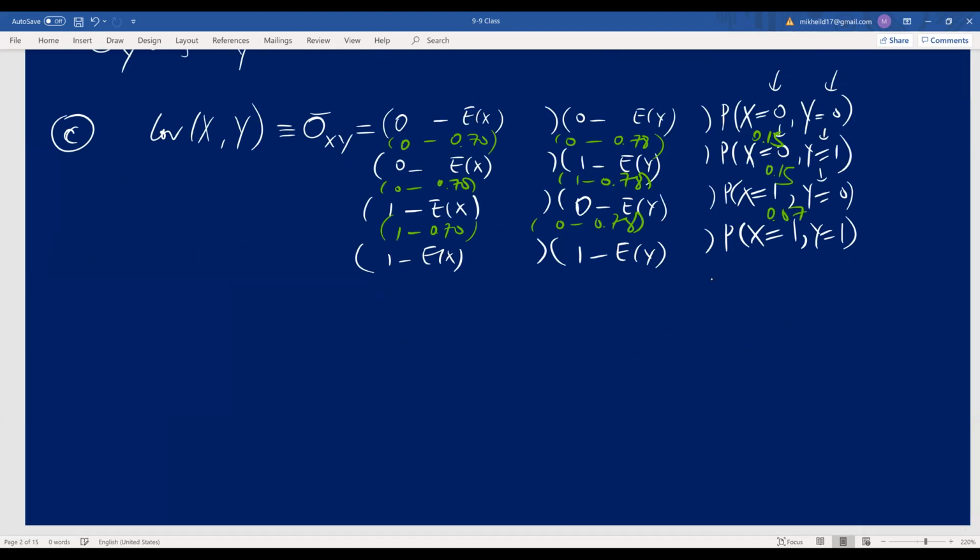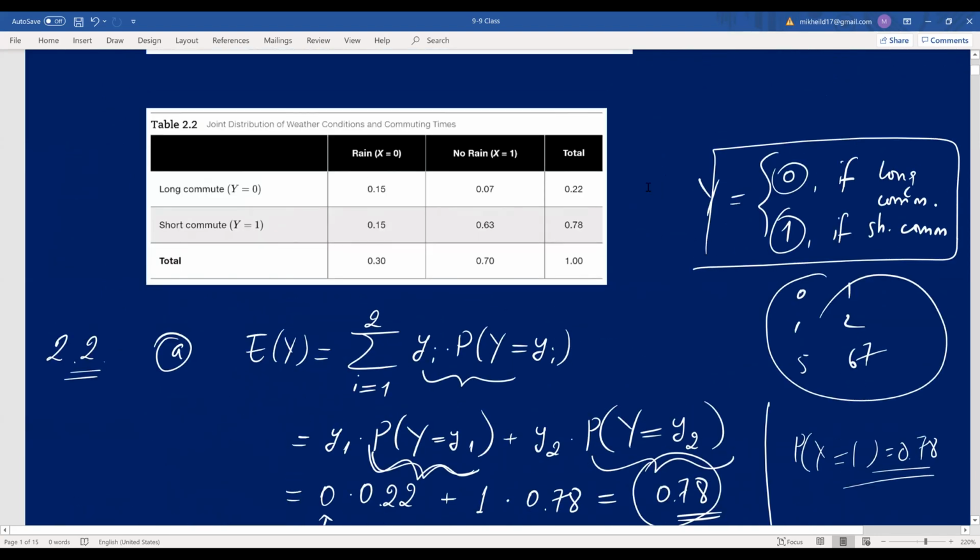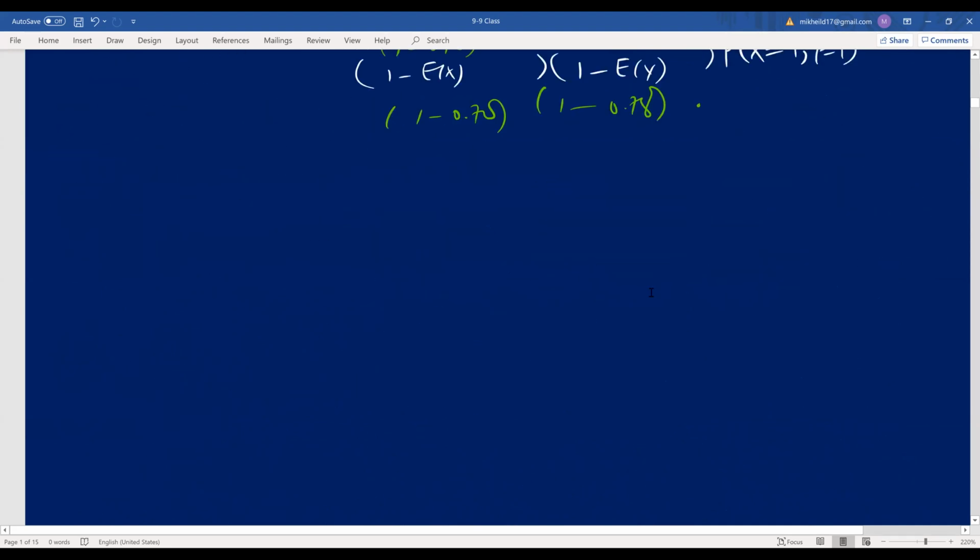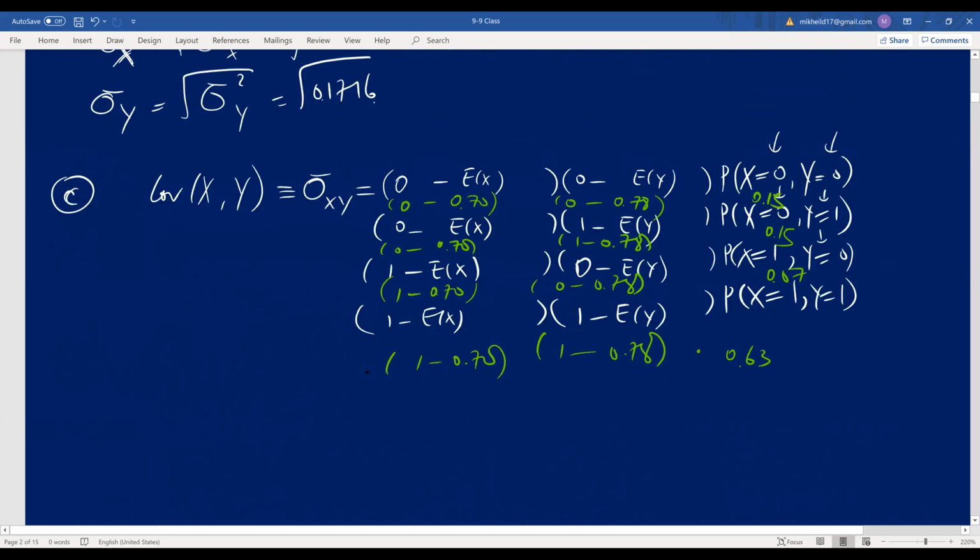right? And then the last one is 1 minus 0.70 times 1 minus 0.78, and times the probability x equals 1, y equals 1, which is 0.63, right? And then if you do this, you have to add all these expressions, sum those up, and then you will get 0.084. That's what I have here.